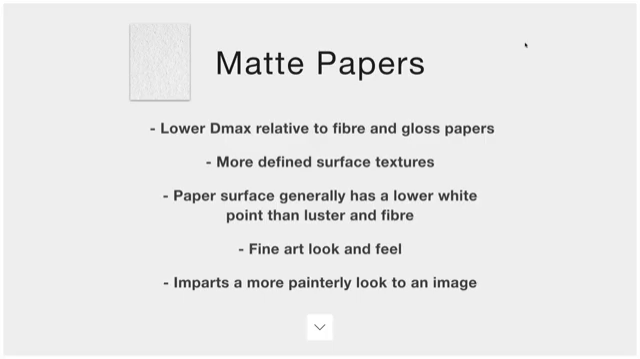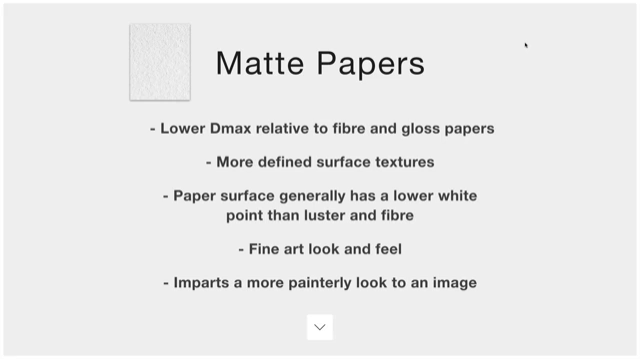Let's start with matte papers. Matte papers are generally characterized by the following. They have lower Dmax, lower density relative to fiber and gloss papers. They have a more defined surface texture. Paper surface generally has a lower white point than luster or fiber. That means that they may not look as white.